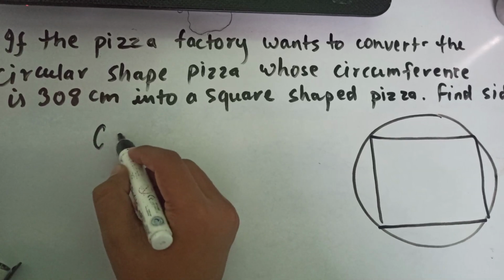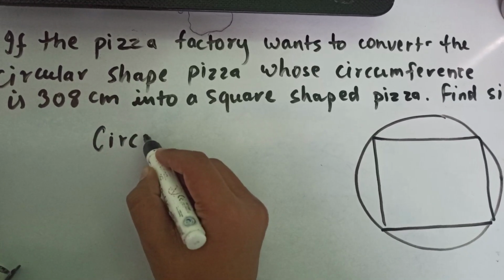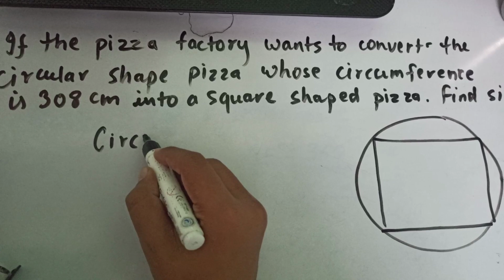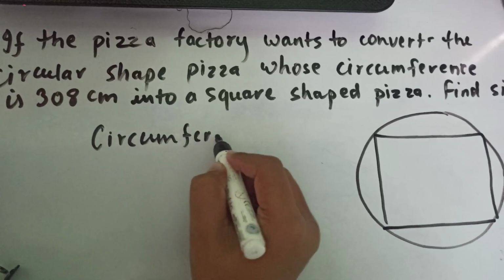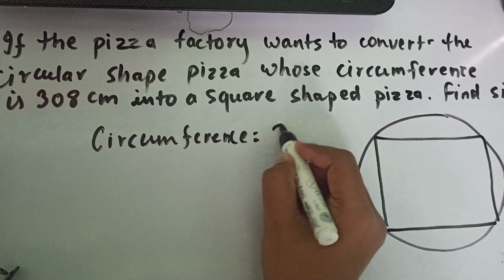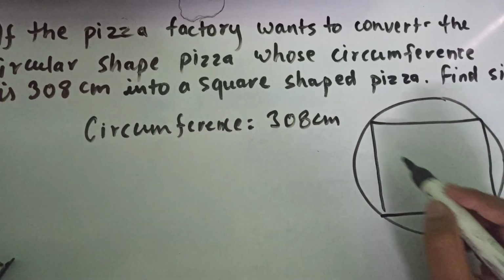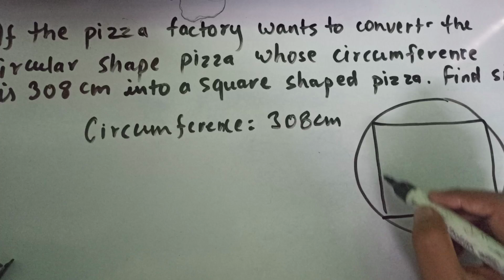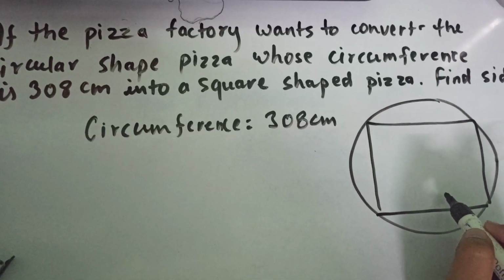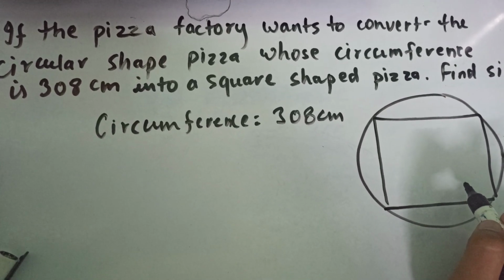So we have given that circumference is 308 centimeter. So we need to find the length of the side of the square shaped pizza. How can we do that?